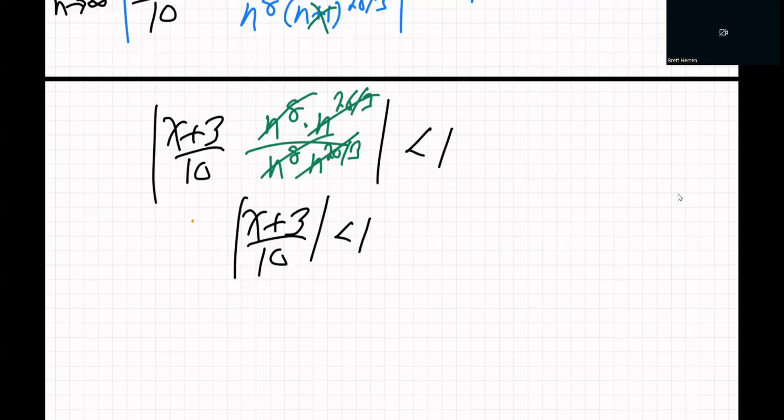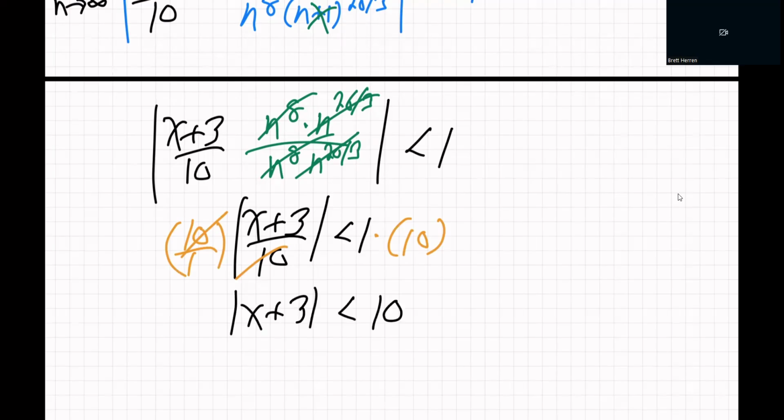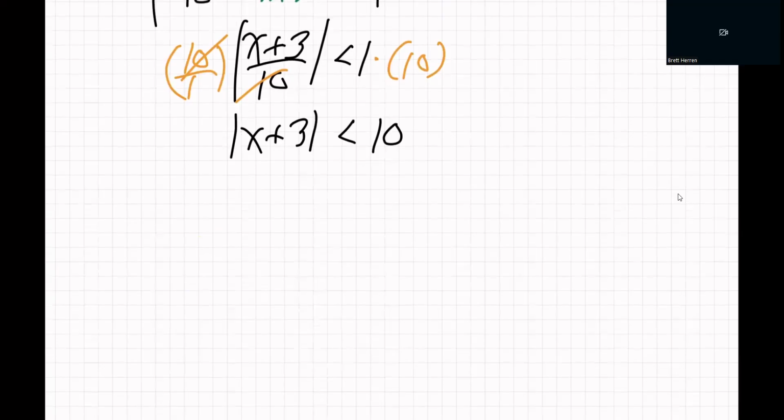Multiply both sides by 10 over 1, or just 10, same thing. Cancels out. So absolute value of x plus 3 less than 10. What do you do with that? Well, do you remember what that means? That means x plus 3 is less than 10 or greater than negative 10. Remember, that's what we do for absolute value, right?